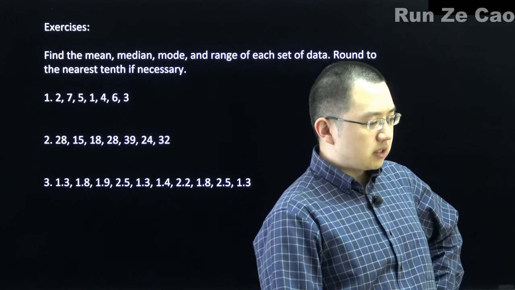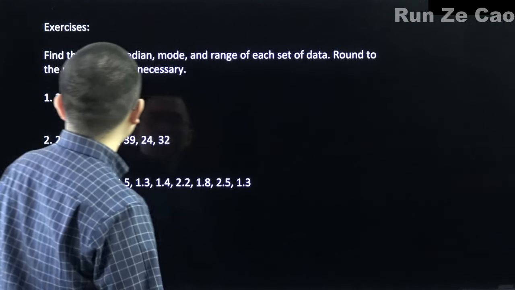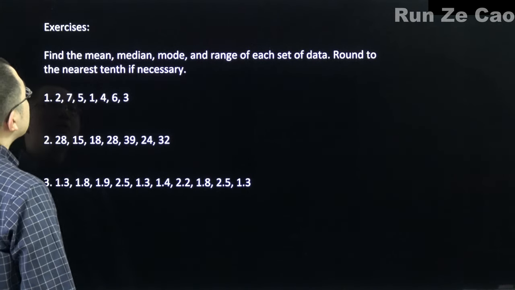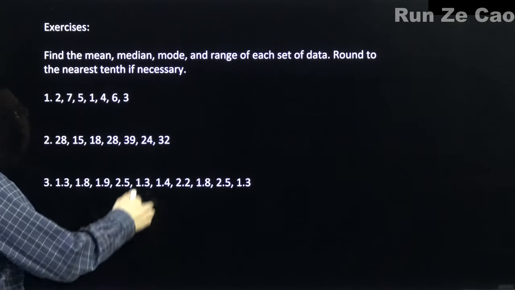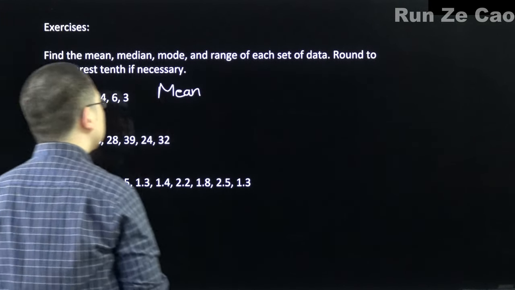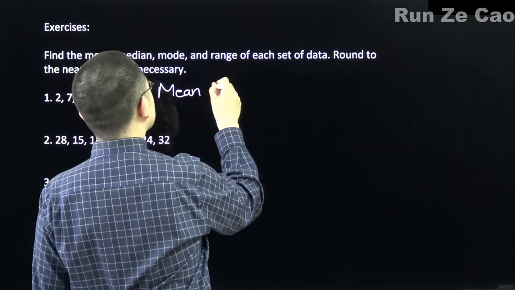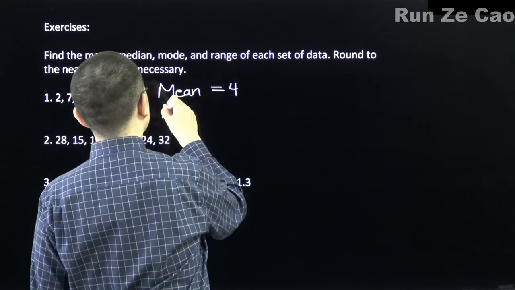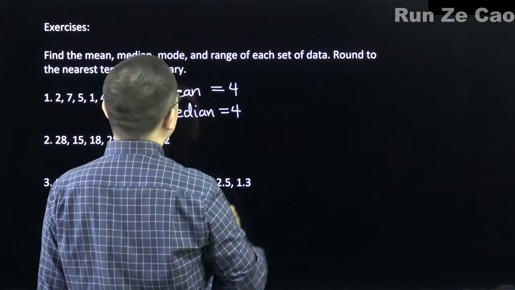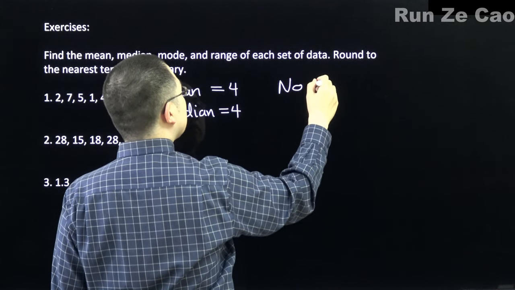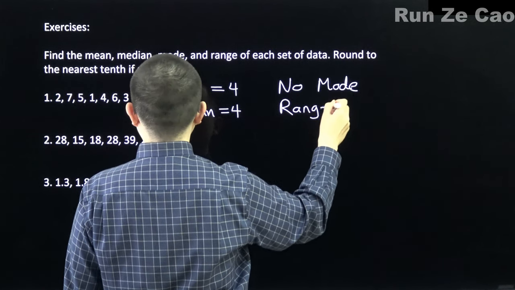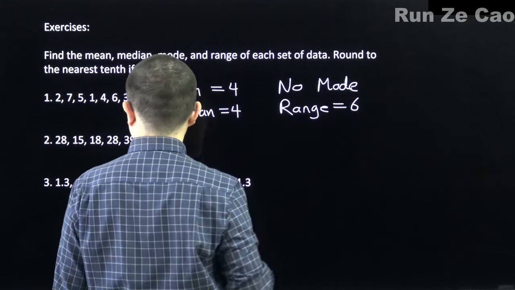Find the mean, median, mode, and range of each data set. Round to the nearest tenth if necessary. Well, this is 1, 2, 3, 4, 5, 6, 7. Okay, that means the median must be 4. The mean is also 4 because the data set is symmetrical around the median. Median equals 4. Mode, no mode. And range is equal to 7 minus 1, or 6.